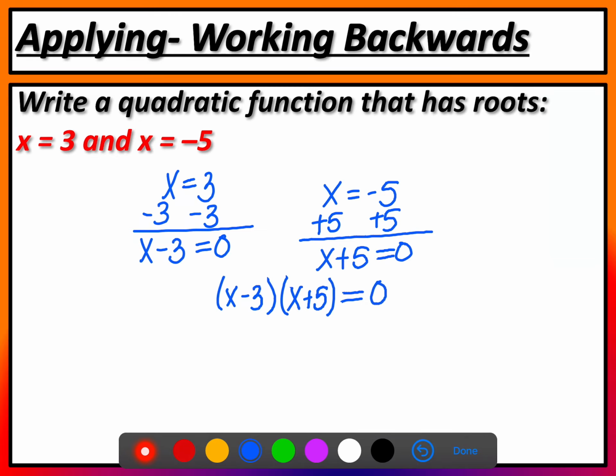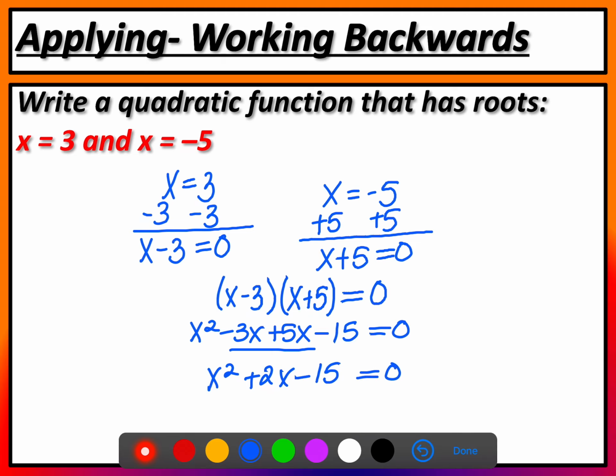Okay, the opposite of factoring and grouping is to FOIL. So I have these two factors here. I'm going to FOIL them together. I'm undoing the grouping, and I'm going to combine like terms. This is the original function that was solved by factoring to get the roots of x equals 3 and x equals negative 5.